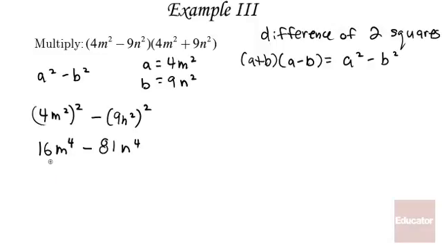So again, I recognize that I had the difference of two squares, and the formula that I would need is a plus b times a minus b, the difference of two squares, equals a squared minus b squared. I then determined that a is 4m squared and b is 9n squared to come up with this result.